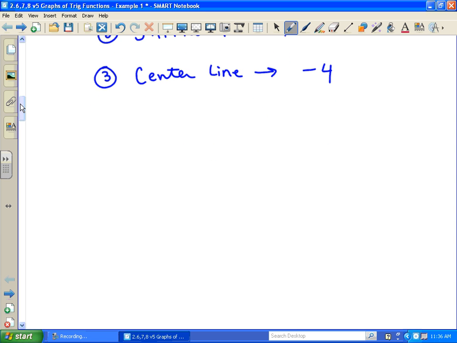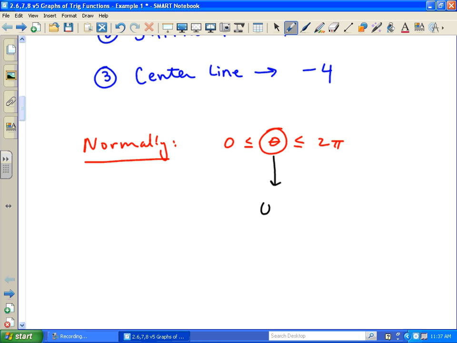Alright, before we talk about quarter points, we need to determine basically where my graph is going to start and where my graph is going to stop. Normally, for cosine, we start and we stop at 0 and 2 pi. Well, the problem is we don't just have theta in this case. What we have is theta plus pi over 3.